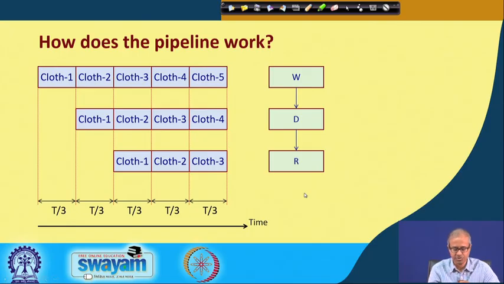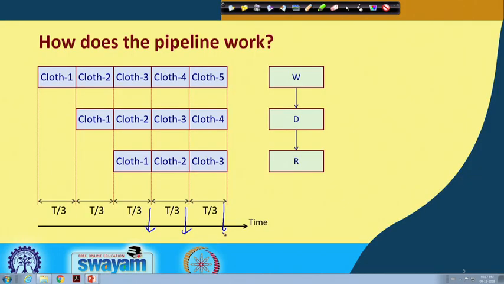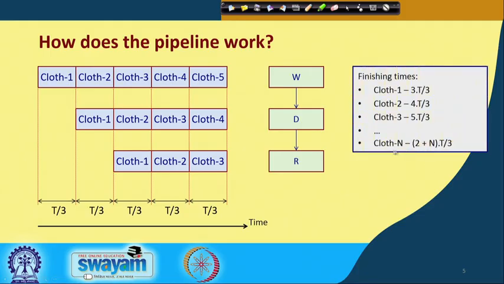Like this it will go on. So, you see after the machines are all filled up, every t by 3 time there will be one cloth coming out. Earlier one cloth was coming out every time t, but now every time t by 3 a cloth is coming out. So, I am getting a 3 times speed up effectively, right. This is the essential idea behind pipelining. So, for n cloths, if you just calculate, initial 2 time is taken for the pipe to fill up, and after that 1 t by 3 for every cloth, for n cloths n into t by 3, like this it comes.